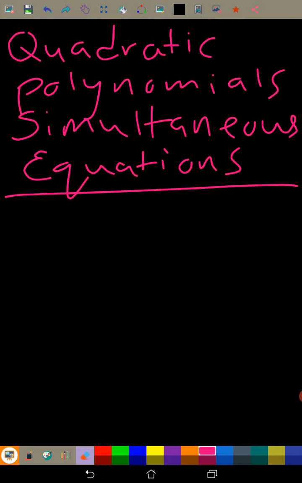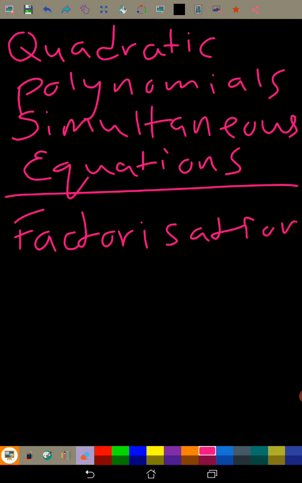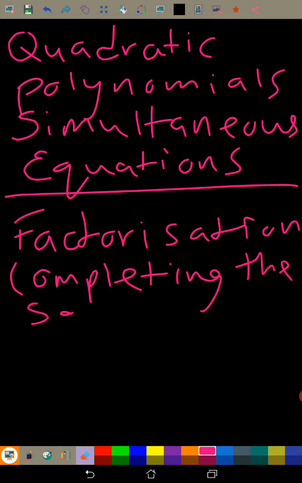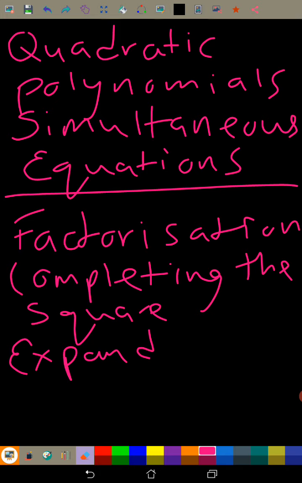And to solve quadratic equations, you need to know how to factorize. So factorization and completing the square. And what else do you need? You need to know how to factorize, how to also expand. That's the inverse of factorization. And so something that we also need to know is inequalities.